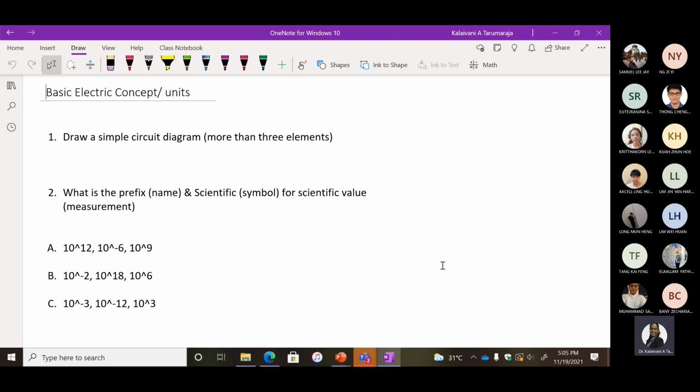The one Miss wrote here as A, and the one I wrote here as A, B, and C. So for example, the A is 10 power of 12. This shape is related to the power. Okay, power 12, power minus 6, power 9. Number 2 is related to this one, A, B, and C.